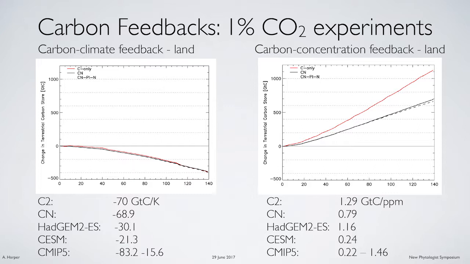So in these plots, the red line is Joules with carbon only. The black is when you turn on the nitrogen limitation. And then on the right is the carbon concentration feedback. So in HadGEM2, that was 1.16 gigatons of carbon per extra ppm of CO2 in the atmosphere. It's slightly higher, but not by much, in the new version of Joules. And if you have nitrogen limitation, then it's about 0.8, which puts it right in the middle of where the models were for the last CMIP5 experiment.